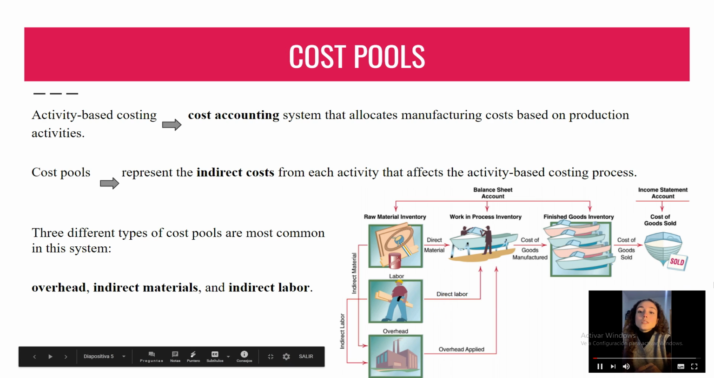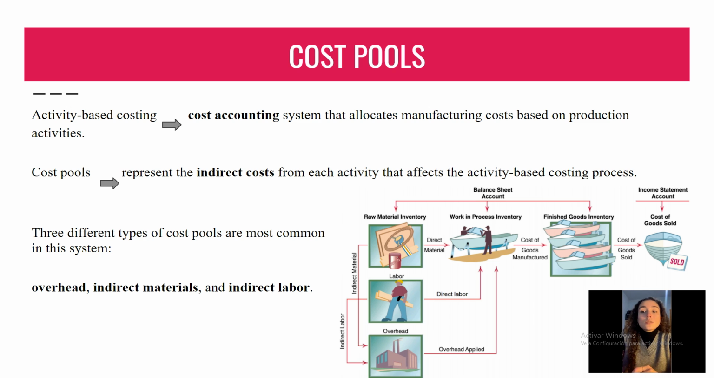We also have to know that activity-based costing is a cost accounting system that allocates manufacturing costs based on production activities, and cost pools represents the indirect costs from each activity that affects the activity-based costing process. The most common cost pools in our system are mainly three: manufacturing overhead, indirect materials, and indirect labor. While each item is necessary to produce goods and services, the costs for the items are not directly necessary to make an individual product.